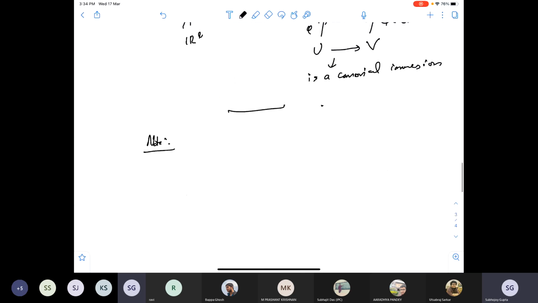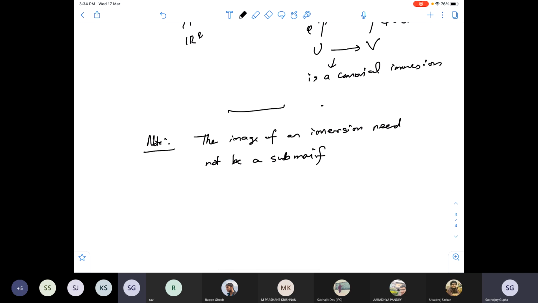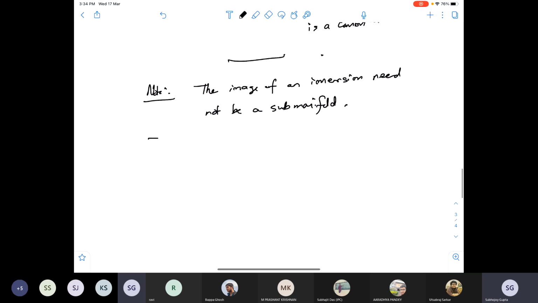And that's exactly what I'm going to now say is this note. Note the image of an immersion need not be a submanifold. And let me give you two examples where it is not a submanifold. Okay, so example one.